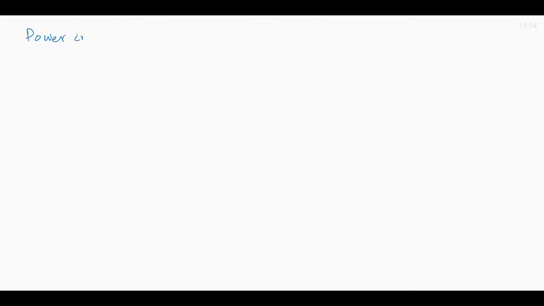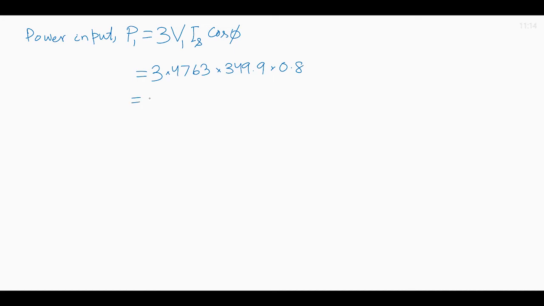So, power input P1 is 3, phase voltage is V1, current is rated current IS into cosine phi. So, 3 V1 here is 4763 into rated current 349.9 and power factor here is 0.8. So, this comes as 3999.6 kilowatt.